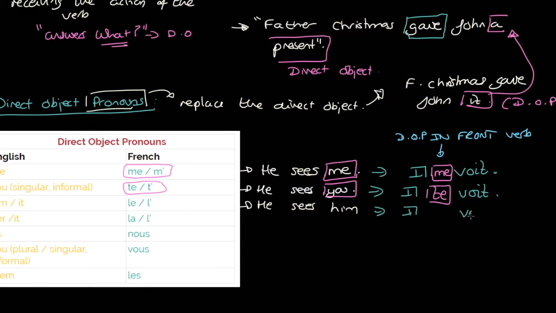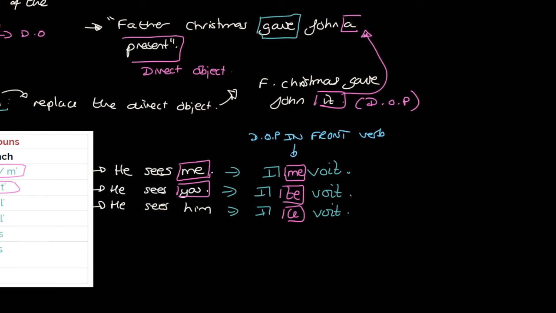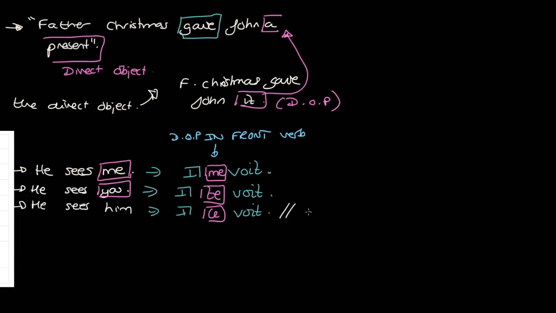Il le voit. He sees him. Il le voit. Now, it can, of course, be it. So, if we take, for example, the sentence, "He sees it." We could also have, he sees the dog. Yeah, he sees the dog. He sees it. What does he see? He sees the dog.